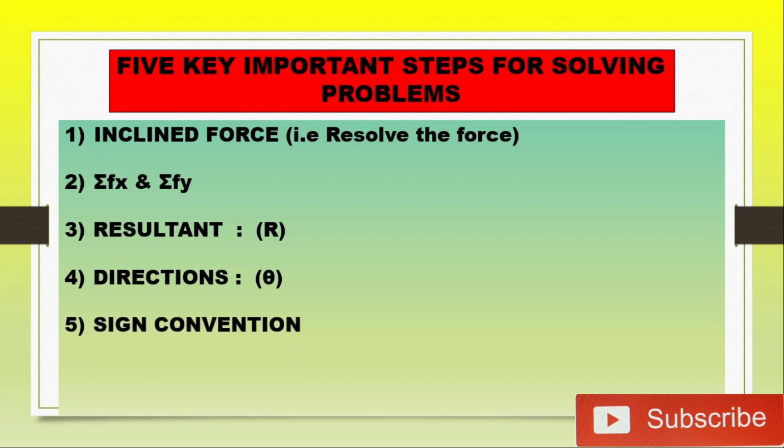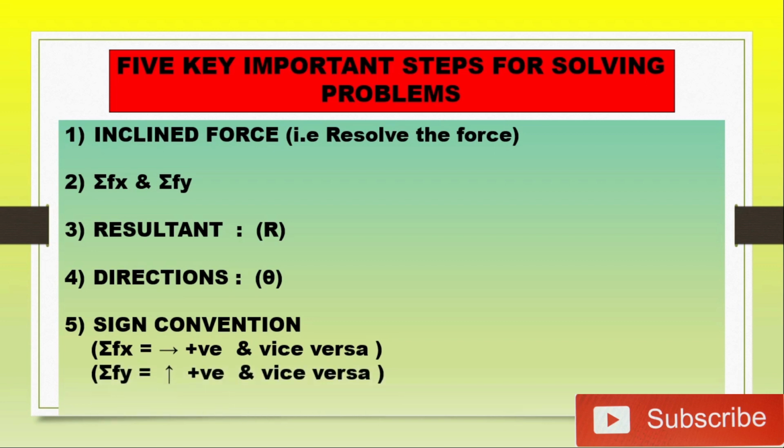And the last and the foremost is the sign convention, which we will be using in type 1 problems, that is concurrent system of forces. For summation f of x, whatever goes towards the right will be taken as positive and vice versa. For summation f of y, whatever goes upward will be positive and vice versa.